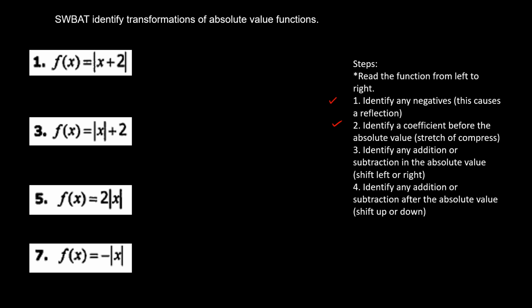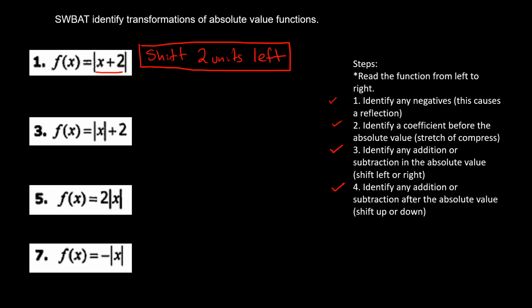Identify any addition or subtraction in the absolute value. So we're looking at inside, and we do. This will cause a shift right or left. And so remember, it's always the opposite of what you think. So if I see a plus 2, this would be a shift 2 units. Now it's a plus, so we do the opposite of what we think that is, so it'd be 2 units to the left. We got that. And identify any addition or subtraction after the absolute value. We don't have any of that. So this is done. We just see 2 units to the left.